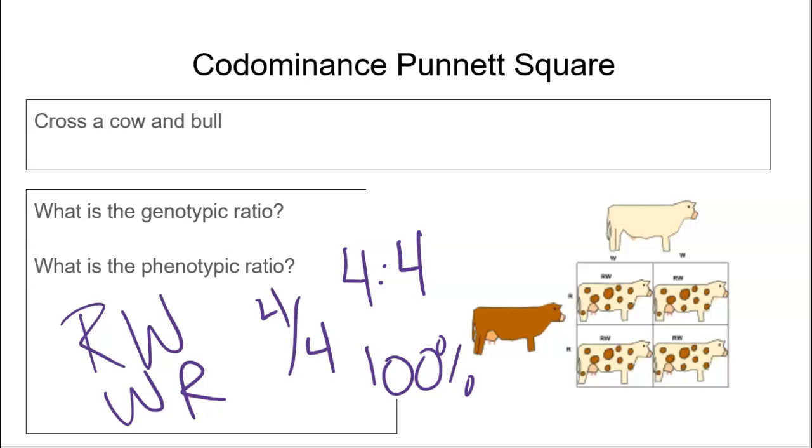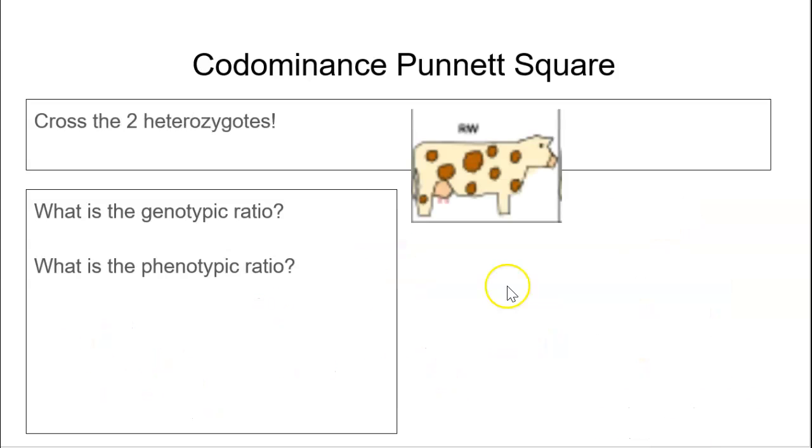In this case, what's the phenotypic ratio? 4 out of 4, 100% are going to be codominant, where they have both colors shown in the phenotype. Are you ready to cross two hybrids, two heterozygotes this time? What's the genotypic ratio? What's the phenotypic ratio? Figure it out.